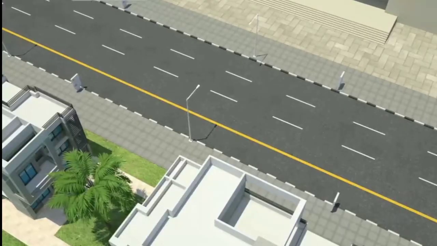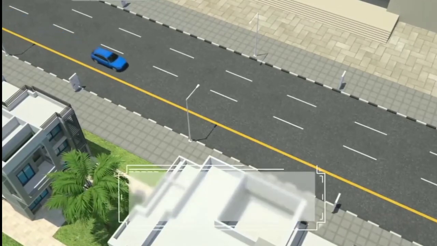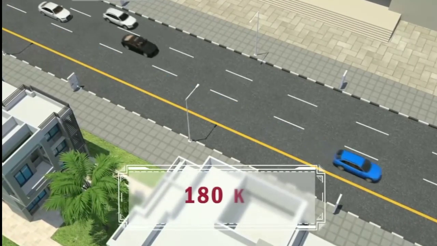Zero speed. It is the exceeding of a speed limit with over 180 kilometers per hour.